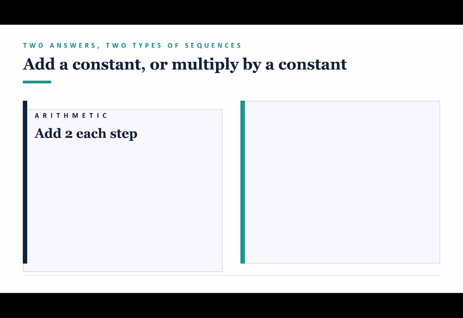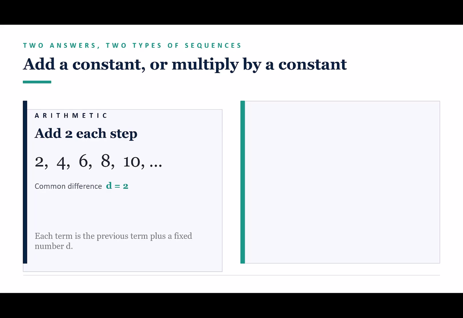The first choice is to add 2 to each step. Sequences that are about adding the same number over and over are called arithmetic. So in our example, we would go from 2 to 4 to 6 to 8 to 10 and continue forever. The repeated addition of a constant is denoted by the letter d for difference. So in our example, our common difference d is equal to 2. Notice that each term is the previous term plus a fixed number d.